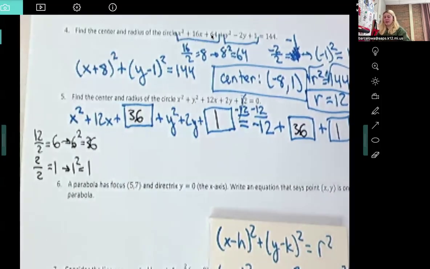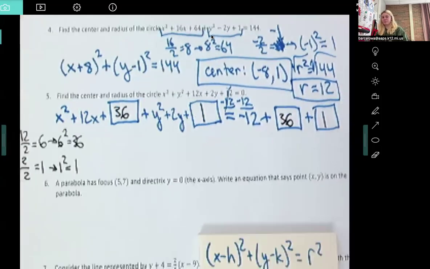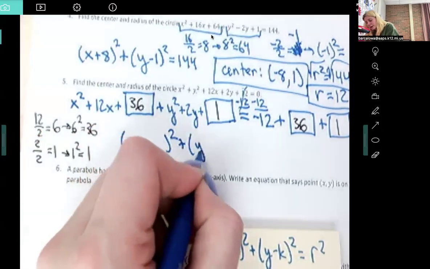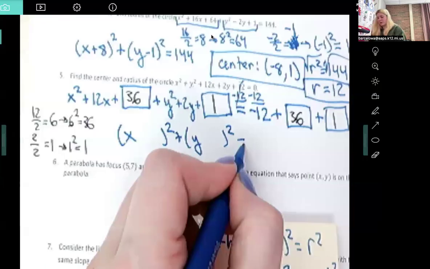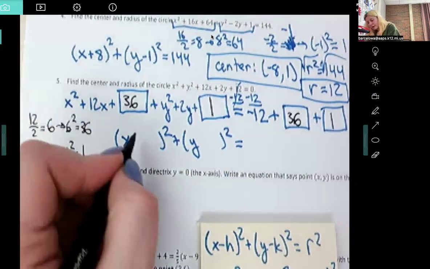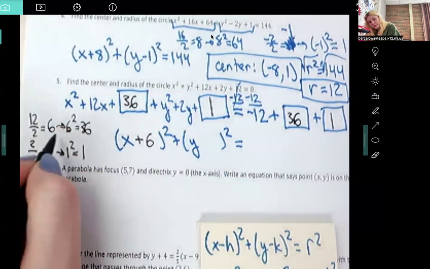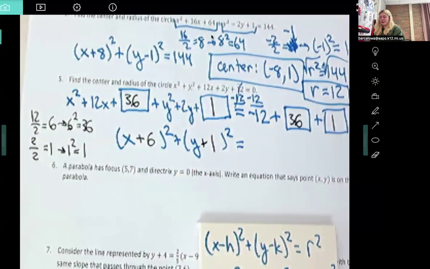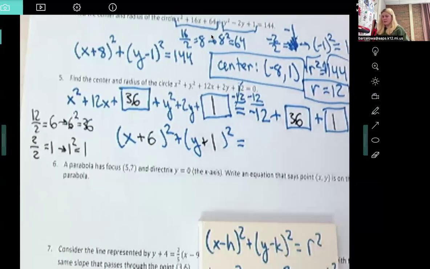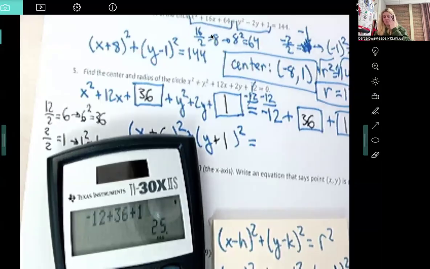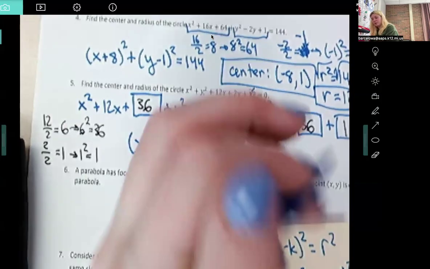Okay, so when we go to rewrite this in our standard form, we're gonna have x and then something squared, y and then something squared. All right. So again, the number that goes here is that intermediate step. So I should have x plus 6 and y plus 1. Okay, on this side, you just add all that stuff together. Okay, so what's -12 plus 36 plus 1? -12 plus 36 plus 1 equals 25.